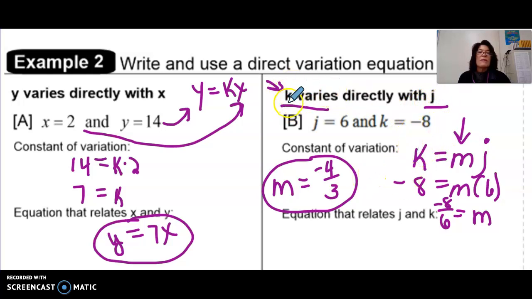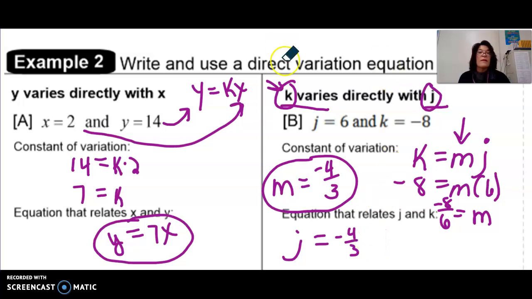K is sometimes used as the constant of variation. In this case, they're using K where they would use Y. You have to understand that this letter varies directly with this letter. That means this letter equals something times J. So K equals MJ. I put negative 8 where the K was, I put 6 where the J was. M equals negative 8/6, which is negative 4/3.